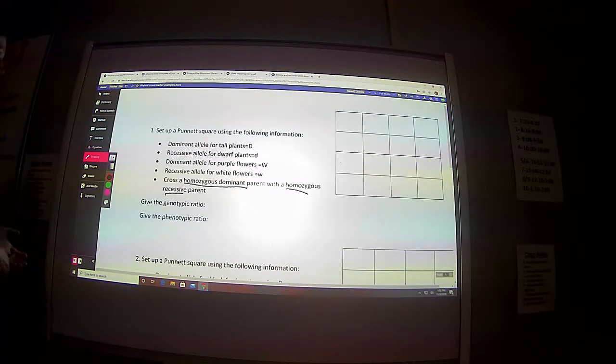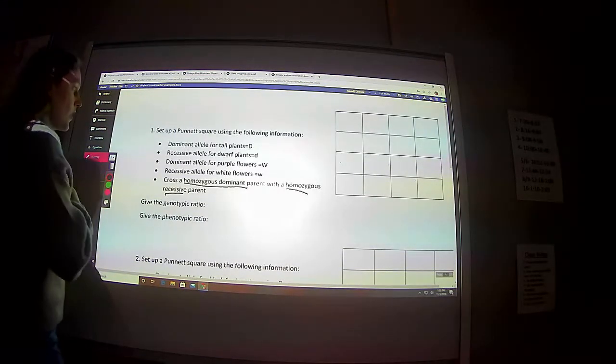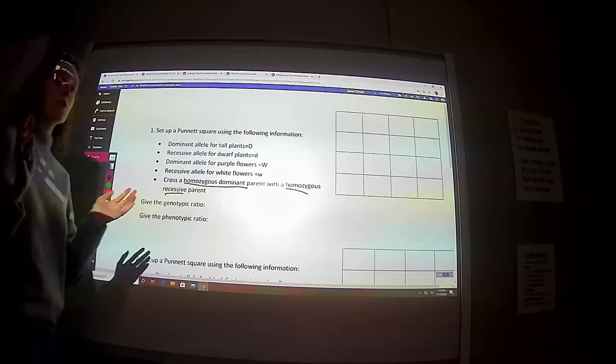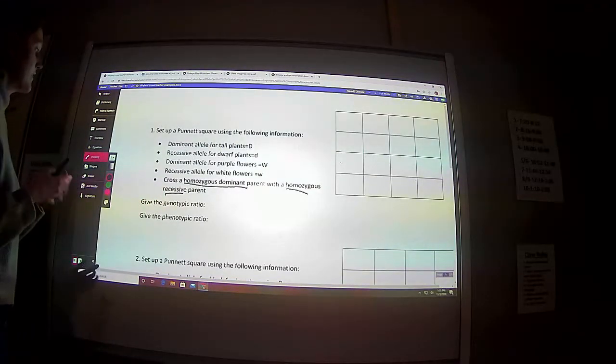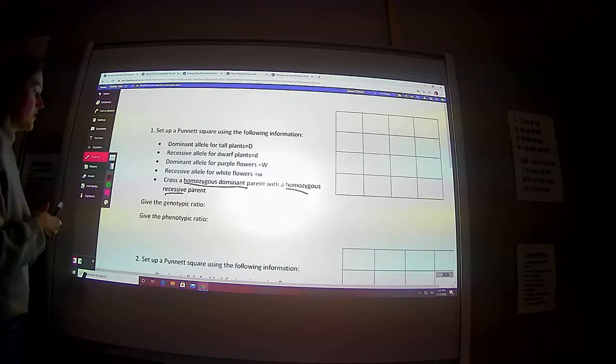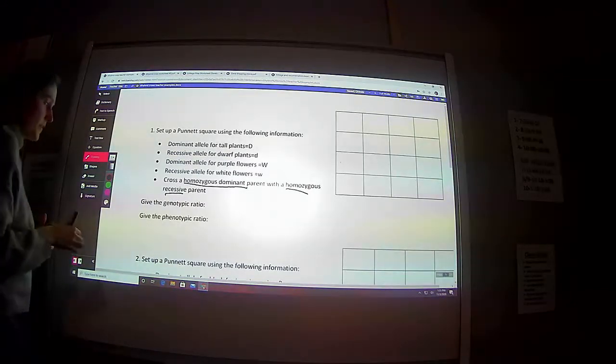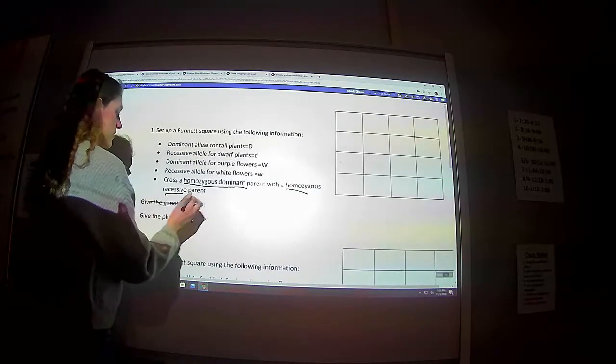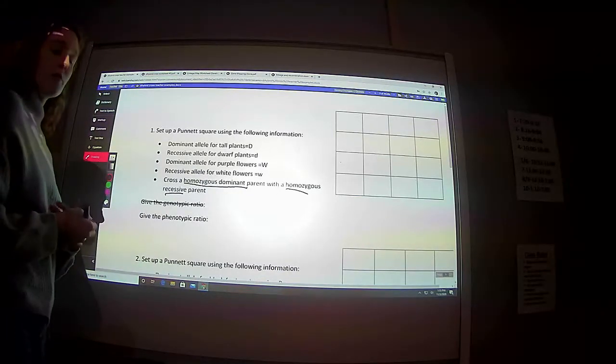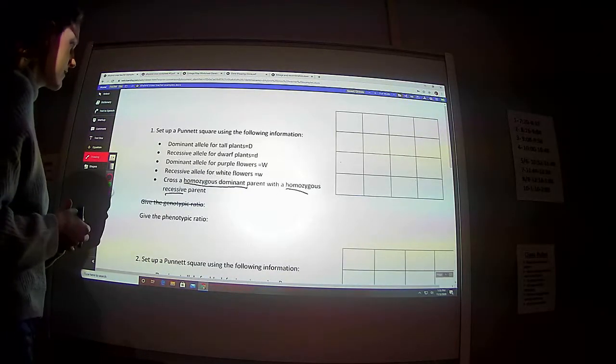Now, genotypic ratios, when you're doing dihybrid crosses, are extremely, extremely long because there are so many possibilities for genotypes. So normally I just stick with the phenotypic ratio. I'm not going to worry about finding genotypic ratio, and you guys will do the same whenever you're doing your problems, at least for me in my class.